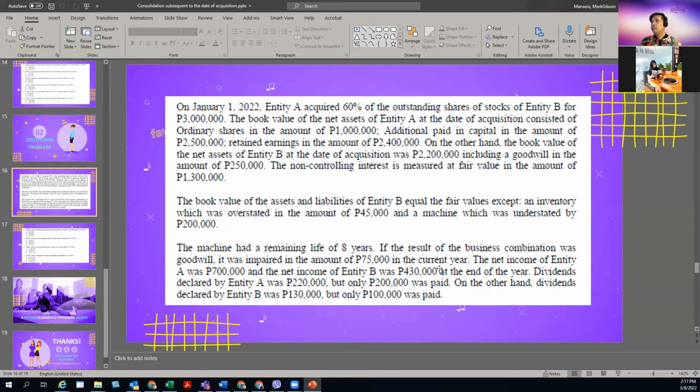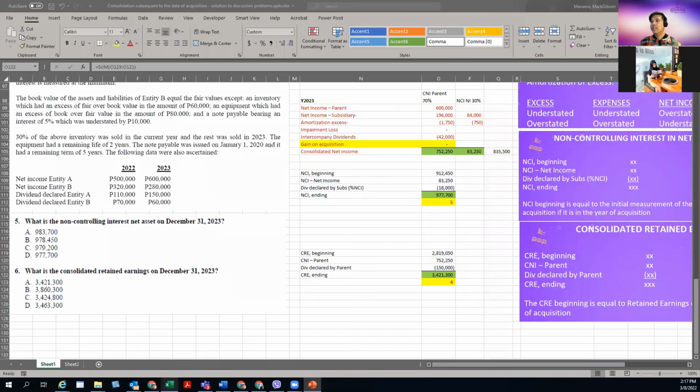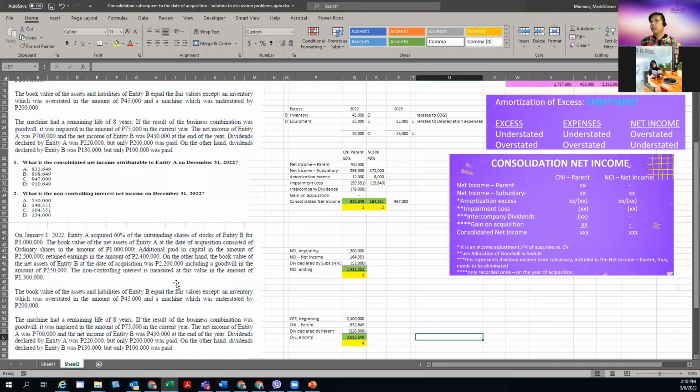The net income of Entity A was 700,000 and net income of Entity B was 430,000 at the end of the year. Dividends declared by A was 220,000 but only 200,000 was paid. So irrelevant na to yung payment, no? Kasi di ba we post the entry at the declaration. On the other hand, dividends declared by Entity B was 130,000 but only 100,000 was paid. Sige, isa-isahin natin yan.